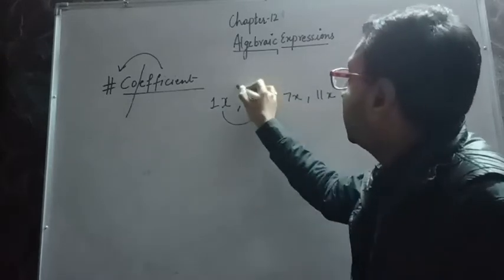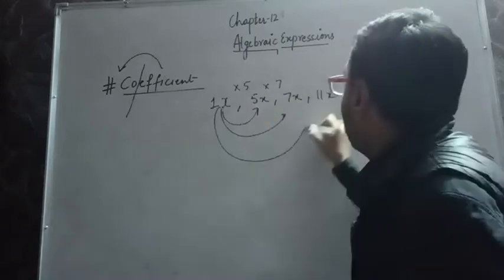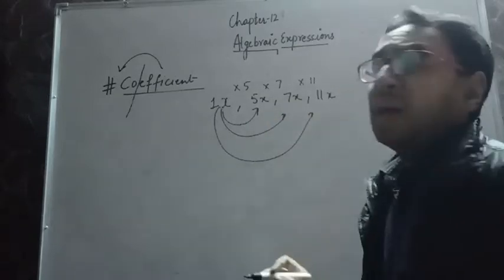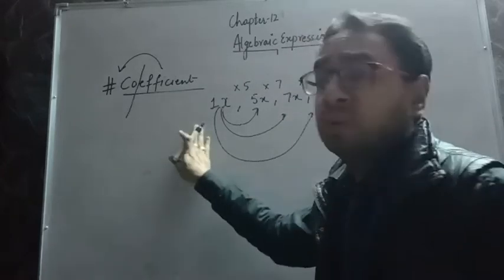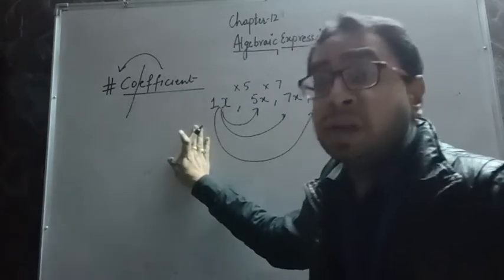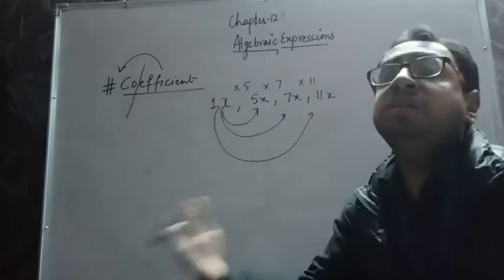Earlier, x is multiplied with 5, then multiplied with 7, then multiplied with 11. What is happening? The power, the stamina of x is increasing. Earlier x was alone, now it has 5x, now 7x, now 11x. What is happening? Its efficiency is increasing.